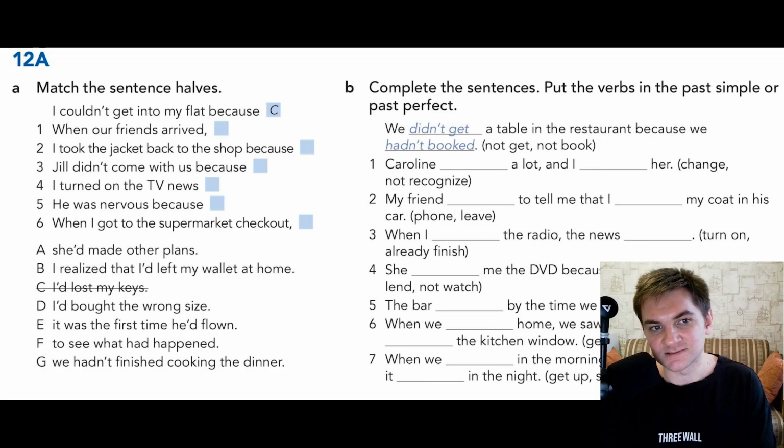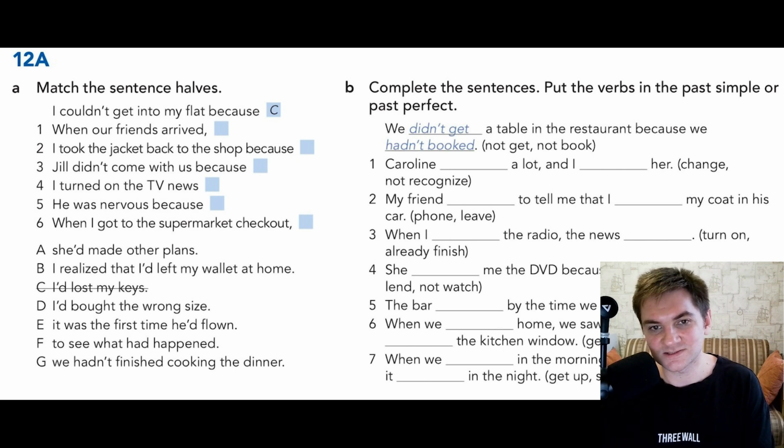So, exercises. Part A. Match the sentence as. I couldn't get into my flat because I'd lost my keys. Or I had lost my keys, full form. And you see, like when our friends arrived, we hadn't finished cooking the dinner, and something like that. You will do the others. Part B. Complete the sentences. Put the verbs in the past simple or past perfect.